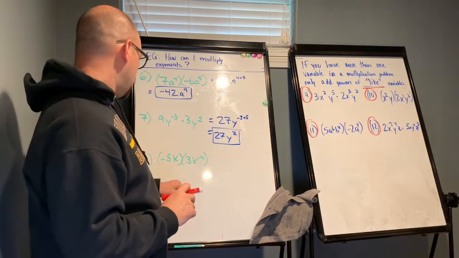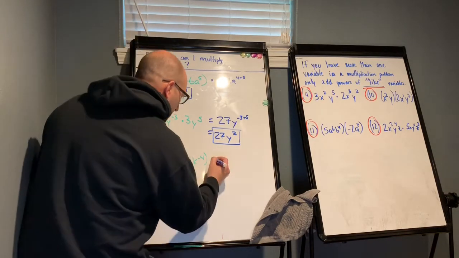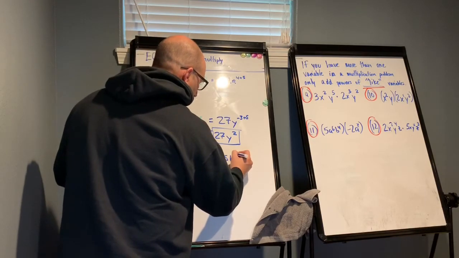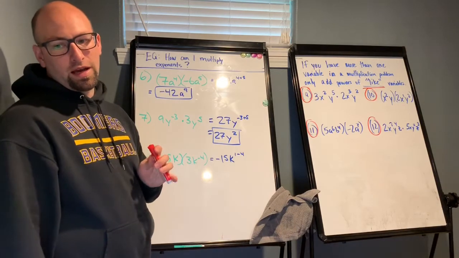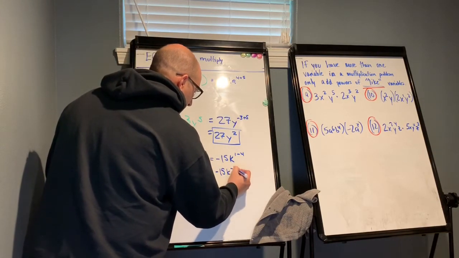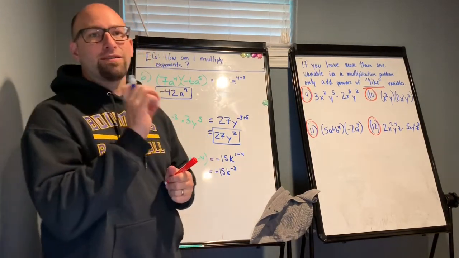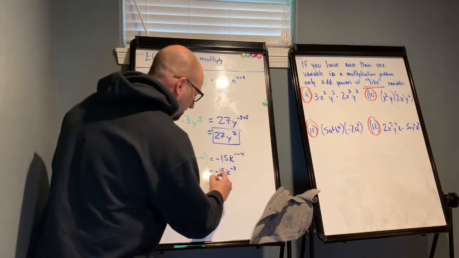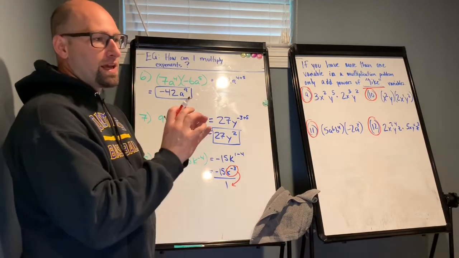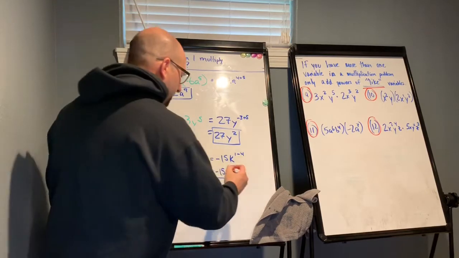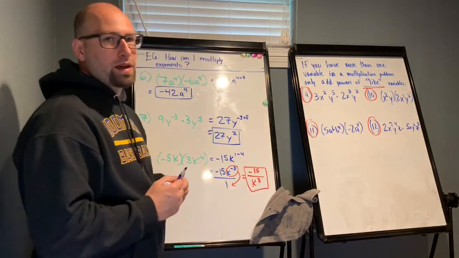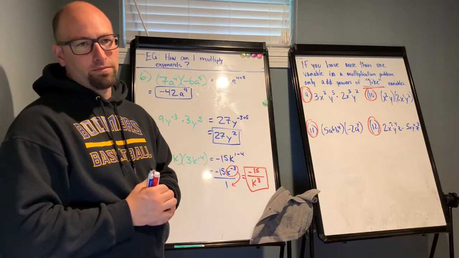The last one is going to be negative 5 times 3, which is negative 15. And then you've got k, and then 1 minus 4, which is negative 3. So we've got negative 15 k to the negative 3. Now remember what I said. Whenever you have a base that has a negative exponent, you're going to put that on the bottom. So we take this k to the negative 3 and put it on the bottom, leaving 15 on the top, and give it a positive exponent. So we get negative 15 over k to the 3rd. And it's done, because you can't end with a negative exponent. You're going to want to end with a positive exponent.